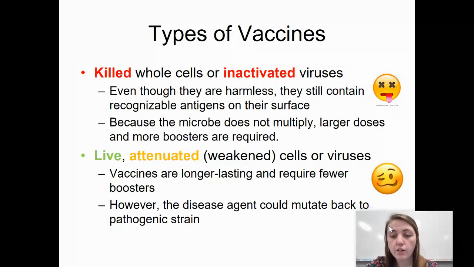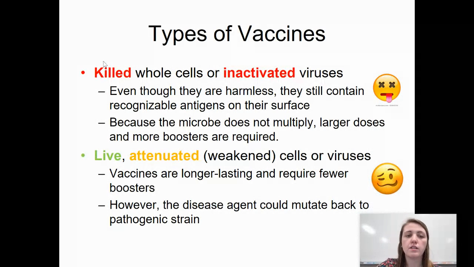So here are the different types of vaccines. I find it confusing that they automatically put killed and inactivated in the same category. I get it though, because they essentially do the same thing. Killed whole cells or inactivated viruses. Inactivated is like alive but can't reproduce or do anything. They're harmless, but they have specific antigens on the surface of their capsule, the viral capsule that protects them.